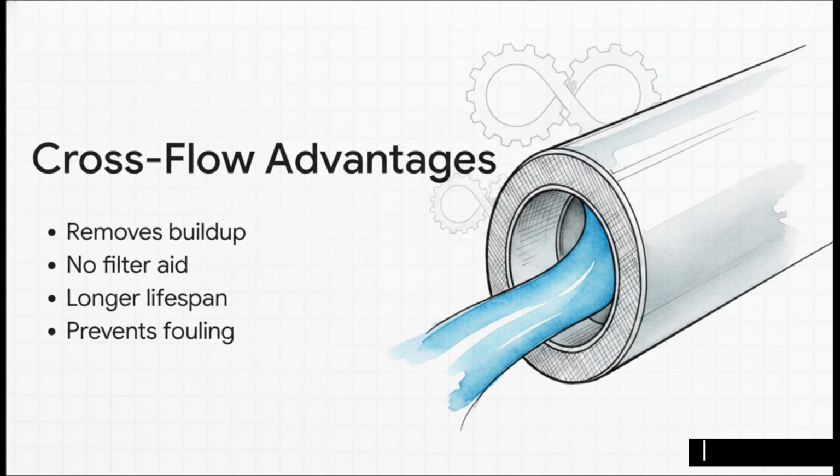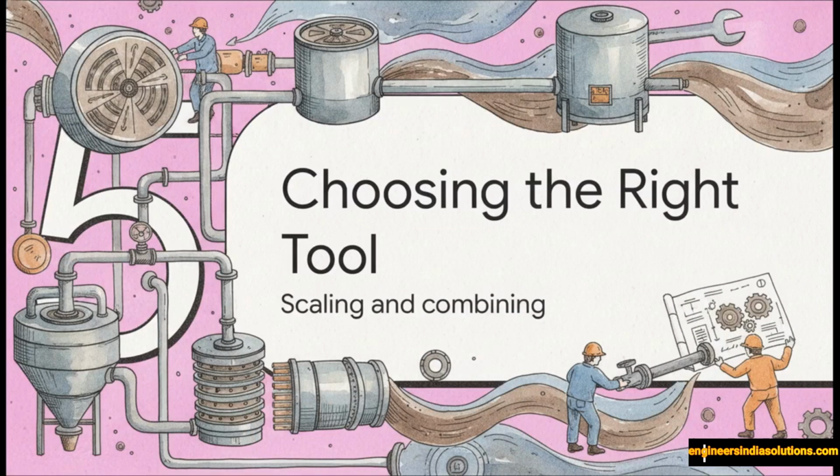It's a total game changer because it allows a plant to run continuously with a nice constant flow rate instead of constantly stopping and starting like you have to with a dead-end system. Finally, Section 5, choosing the right tool, scaling and combining systems.